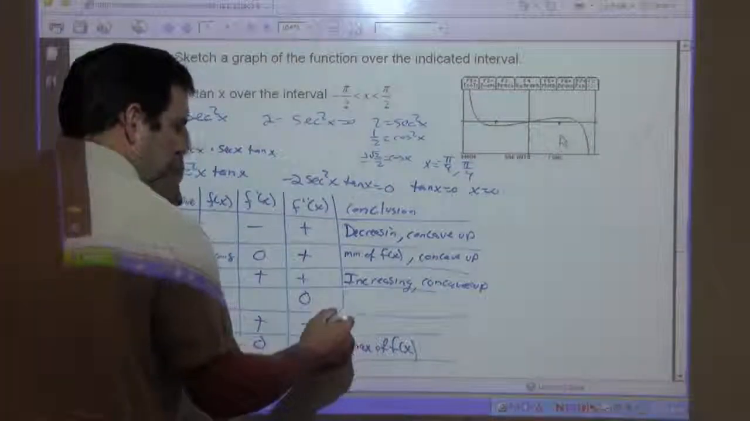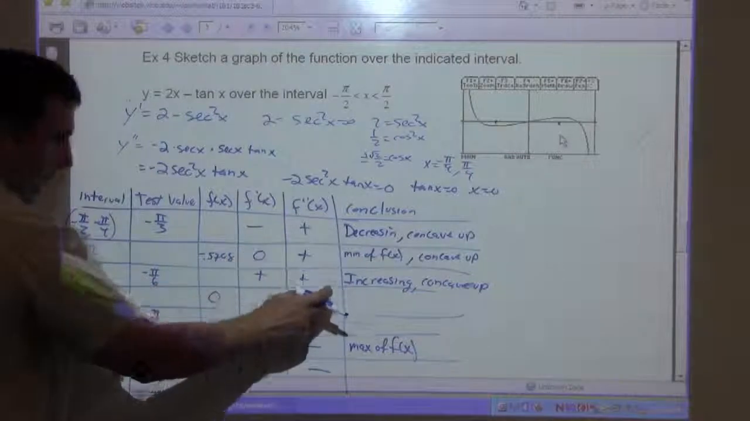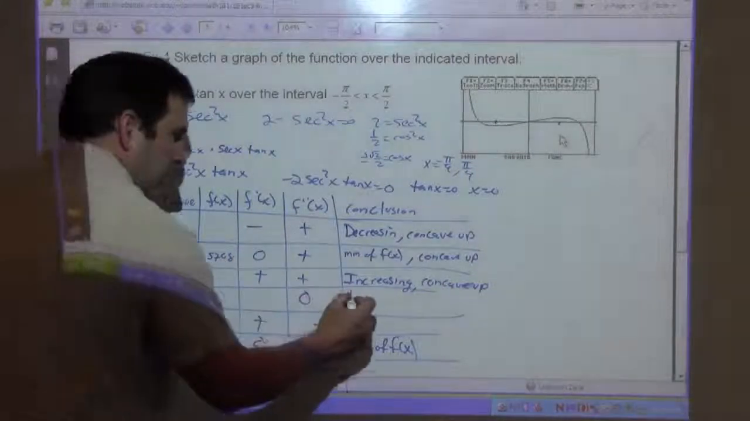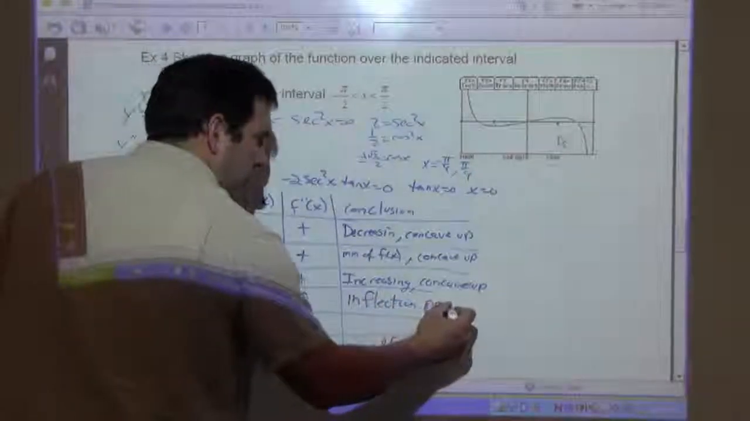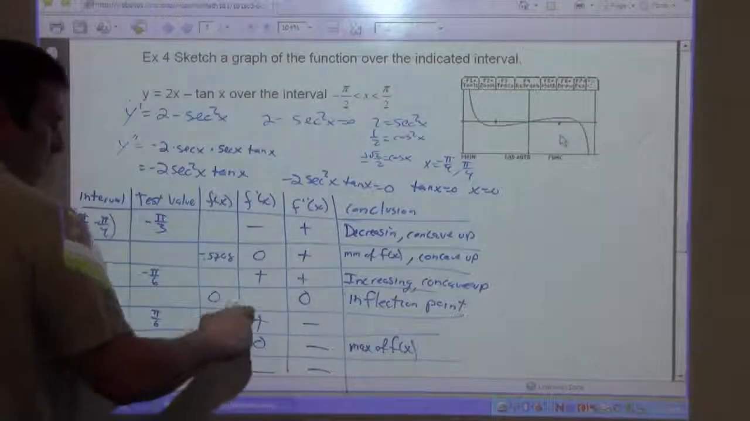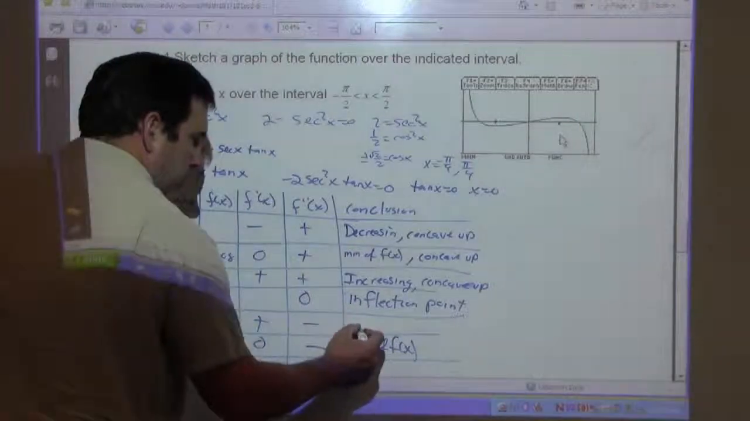This is going to be, now look, it went from being concave up to concave down, so that makes this an inflection point. Now it's increasing and concave down.